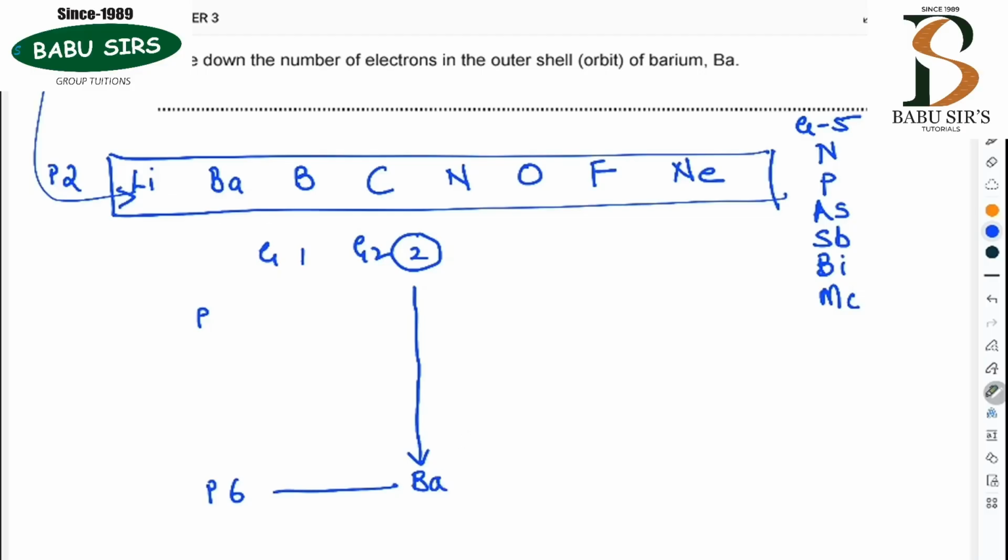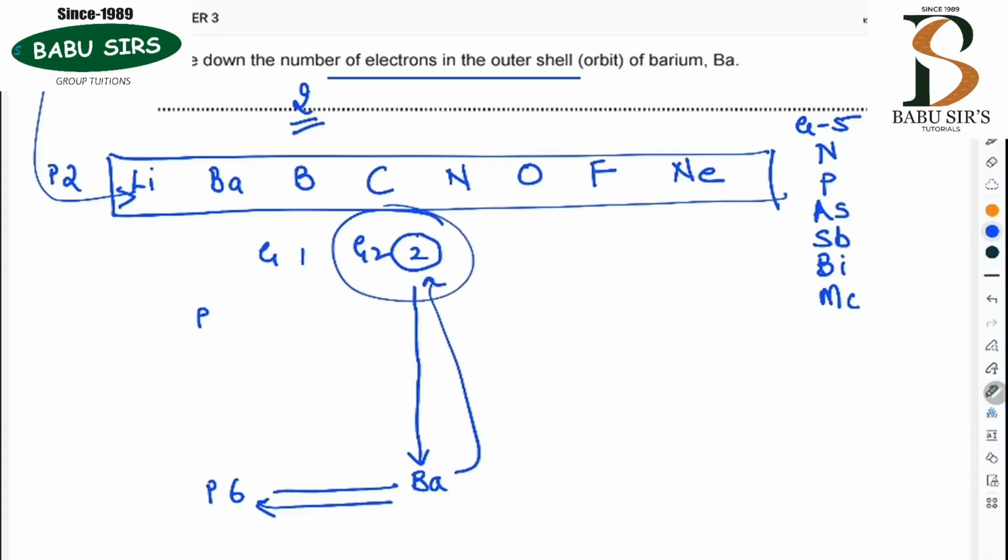Now, what you have to find? The number of electrons in the outer shell. So, if you want to know how many electrons are there in the outer shell, you see always the group number. So, you can write that there are 2 electrons in the outermost shell. If they ask you how many orbits are there, then you can see this one. But right now they have asked how many electrons are there in the outer shell. So you always see the group number.